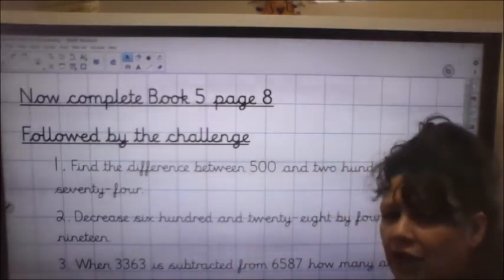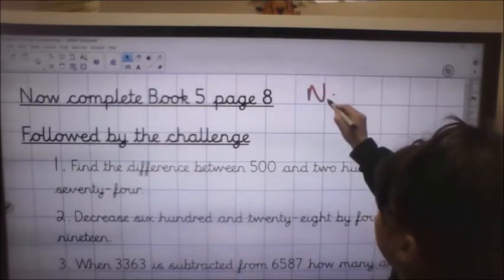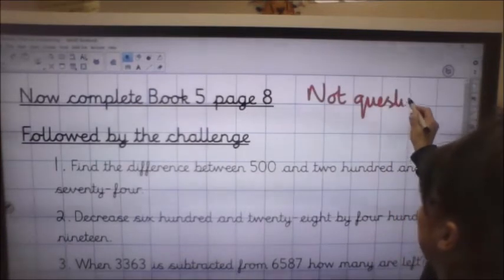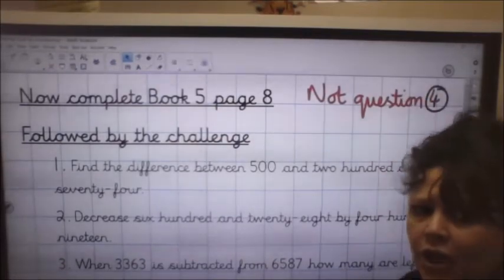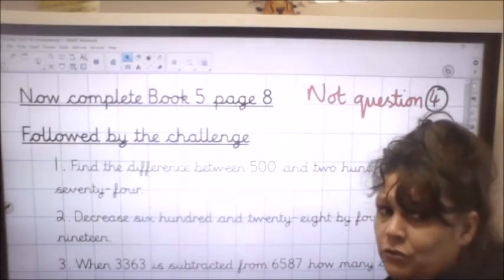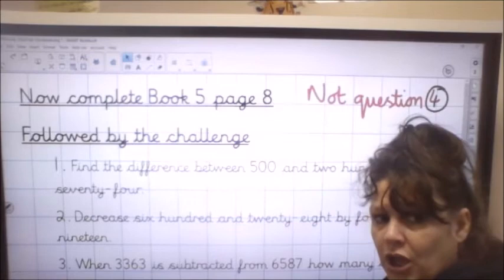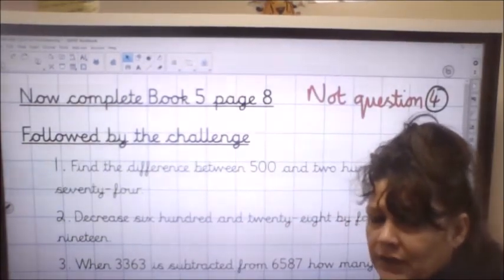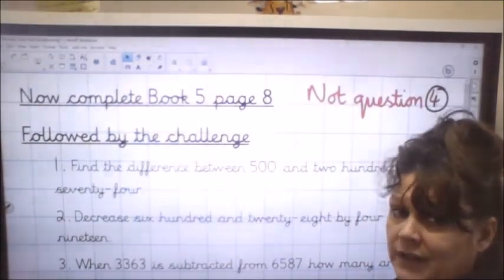Now, I don't want you to do question 4. Not question 4. Okay, so questions 1 and 2, you are going to use a number line to do them in your purple books. You're going to do question 3 in your book, so you can do that nice and clearly, because it's column subtraction. It's another really good method of working things out.